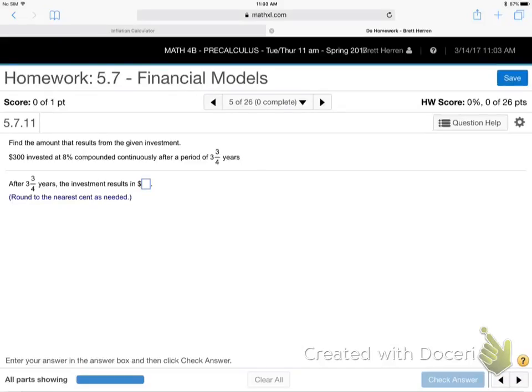All right, here we go. So, $300 is invested at 8% compounded continuously after a period of 3 3/4 years. How much will it result?